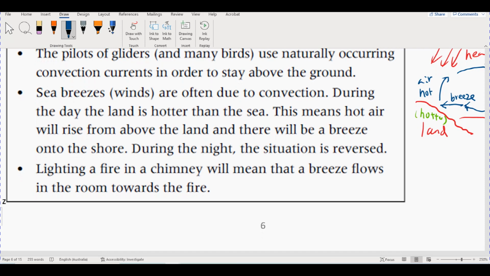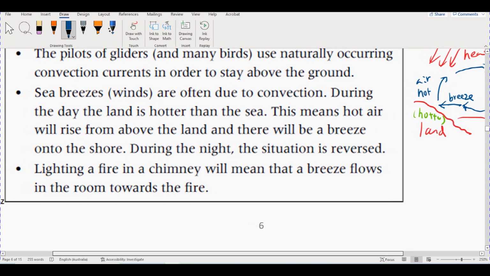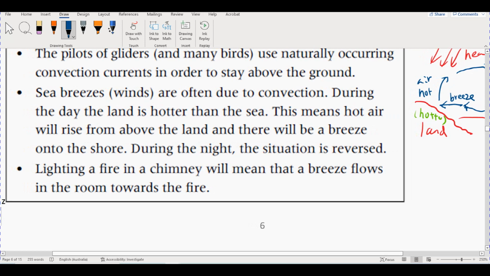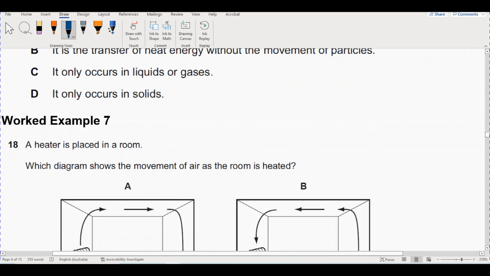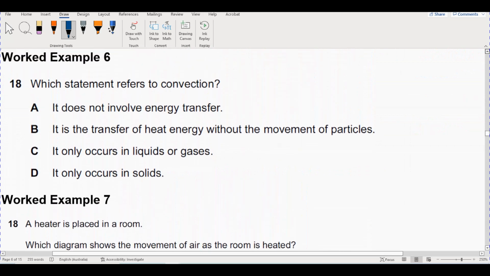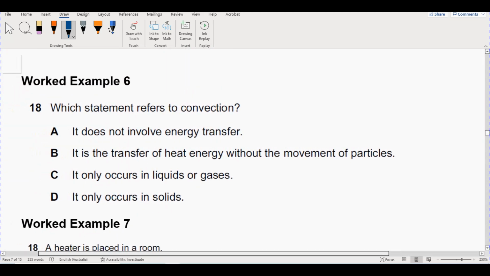Lighting a fire in a chimney will mean that a breeze flows in the room towards the fire. So here is a question to show you this. Let's have a quick look at the worked example right here. Which statement refers to convection? It does not involve energy transfer. No, it does involve.